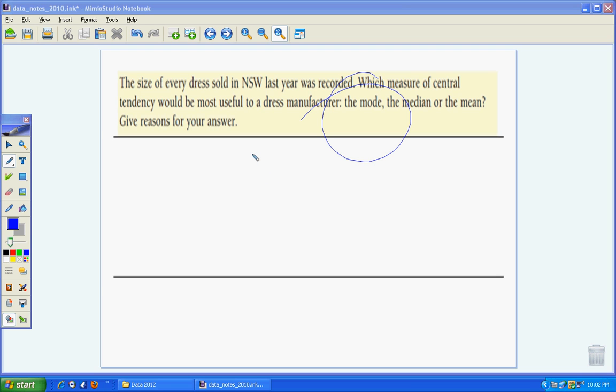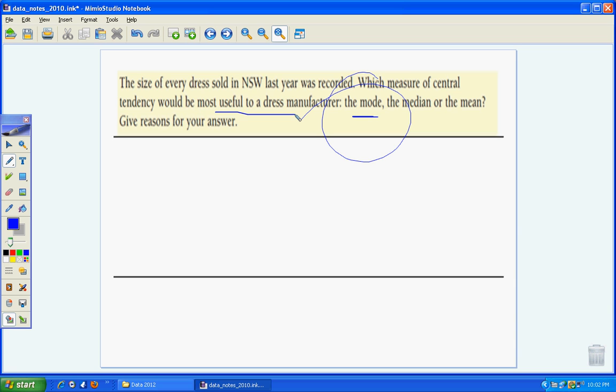Now, this is a question which gives us the best idea of using the mode. The answer to this one is the mode. Now, why would this be the case? You're looking at the size of every dress sold in New South Wales being recorded. Which measure would be the most useful for a dress manufacturer? If you're a dress manufacturer, think about it. You want to make the most of what is the most popular size.